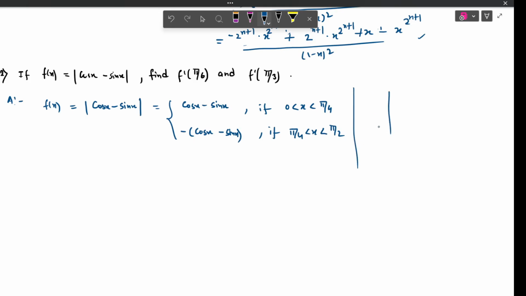See, we know the cosine curve. This is our cosine curve.